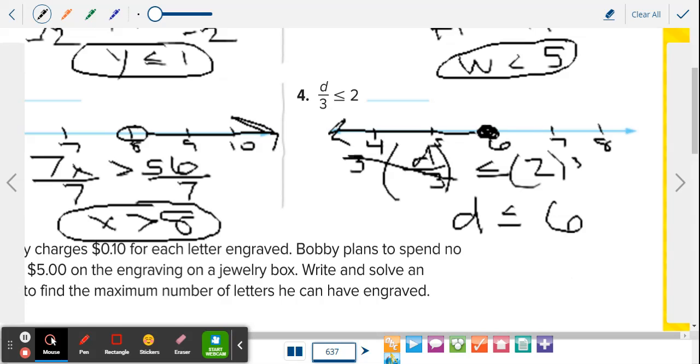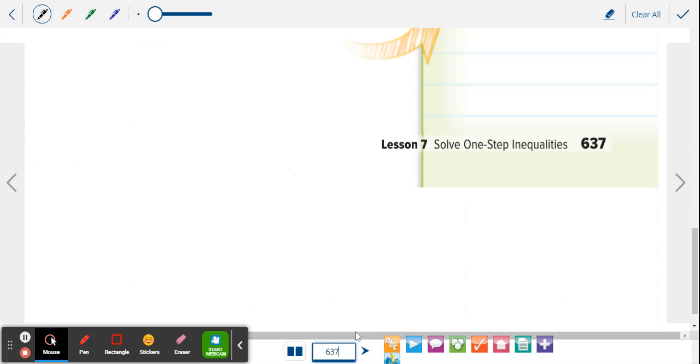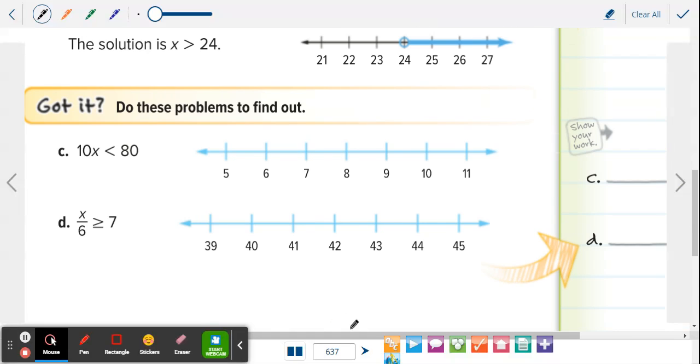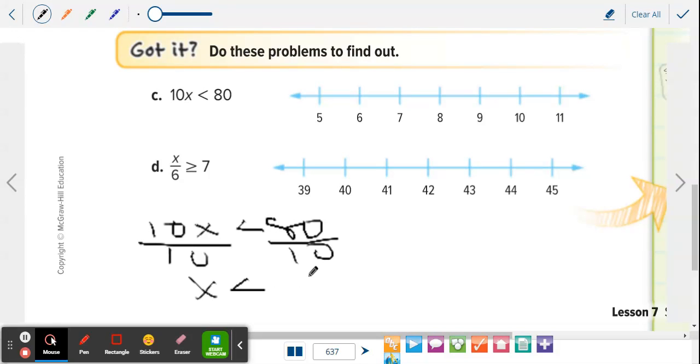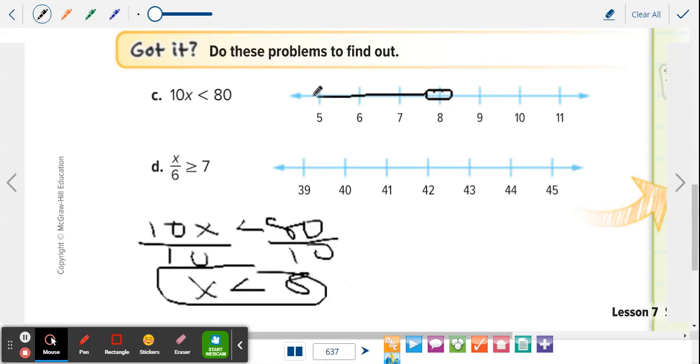All right, back to page 637, and I want you guys to do C and D now. So same thing, you need to solve them out and then graph them. So letter C, 10x is less than 80. Okay, what do we have to do here to solve for x? Divide by 10. So we get x is less than 8. Okay, so there's your inequality. So circle or dot? Circle, because it doesn't equal 8. And then left or right? To the left.